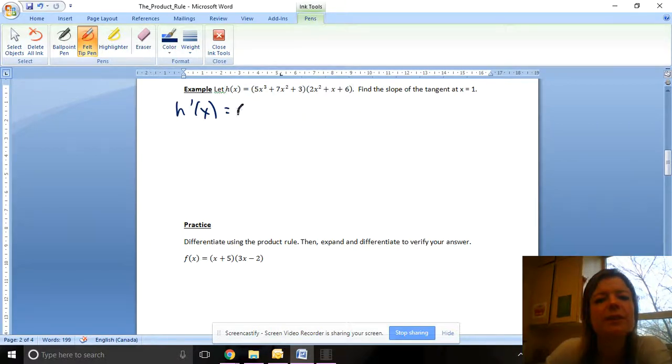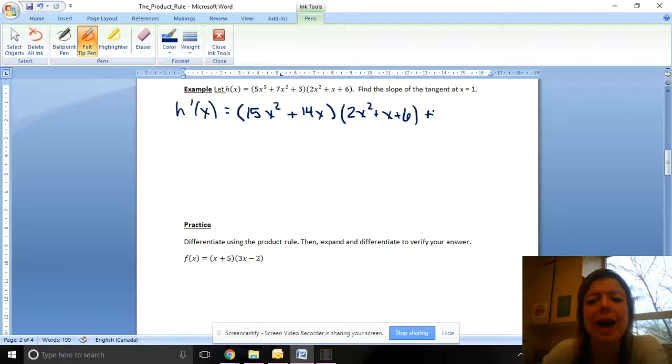So you take the derivative of the first term. So you bring down the 3, so you get 15x squared. Bring down the 2 plus 14x, and then plus 0. So you just leave it there. And then you keep the second one the exact same as it used to be. Okay, so that's the first bit. And then you add, now I keep the first one the exact same.